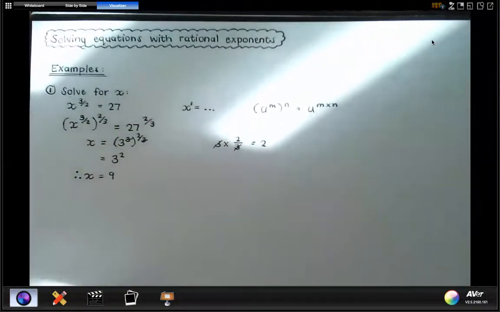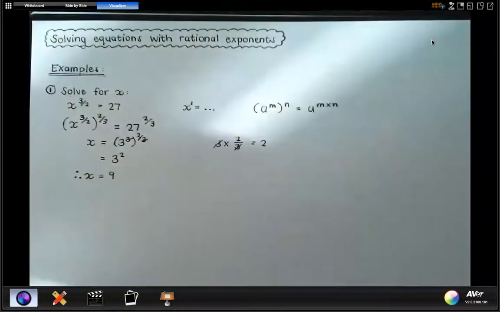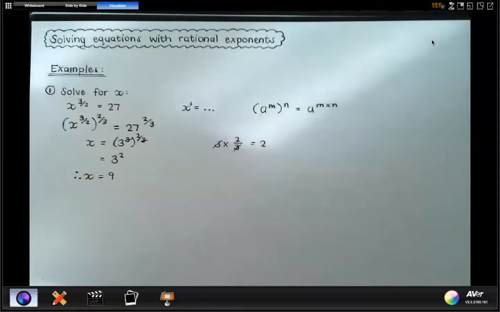Okay, sorry about this light there. It's just the sun coming in through the window. The light is a bit weird today.